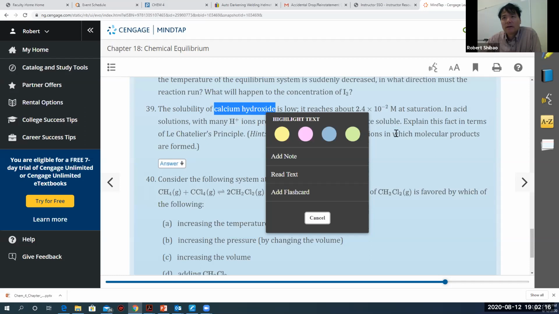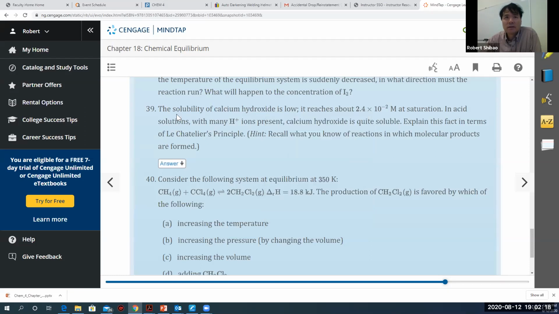When it gets people thinking at a deeper level, they think, okay, what exactly is the definition of solubility? Well, according to your solubility rules, something is soluble if we can get more than 0.1 moles to dissolve in a liter. Now, our solubility reaches about 2.4 times 10 to the minus 2, which is 0.024 moles per liter. That is below our criterion, and so calcium hydroxide would have a little asterisk here.